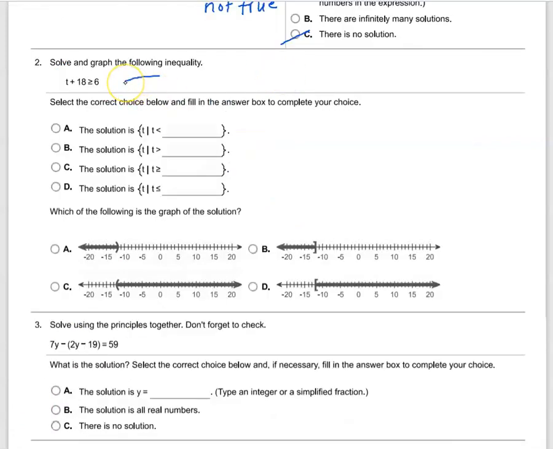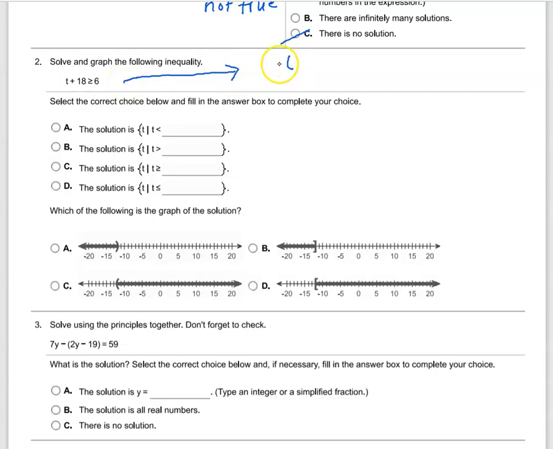So if we want to solve this inequality right here, we've got t plus 18 is greater than or equal to 6. We would need to subtract 18 from both sides of the inequality. Then we would have t is greater than or equal to 6, take away 18 is going to be -12. And so we would want to put t is greater than or equal to -12.